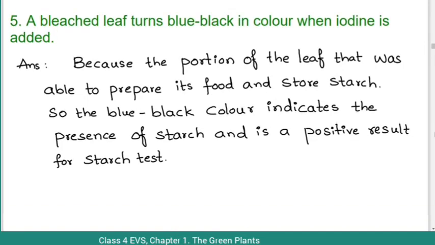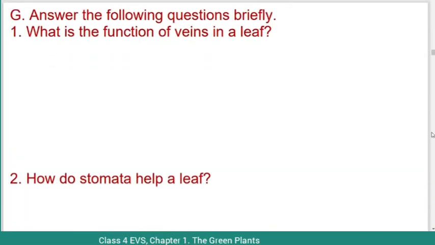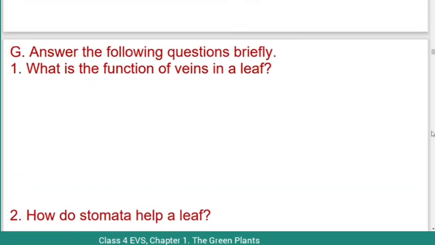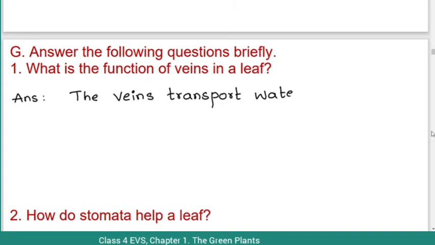Section G. Answer the following questions briefly. First one, what is the function of veins in a leaf? Answer, the veins transport water, minerals and nutrients to and from the leaves of a plant.